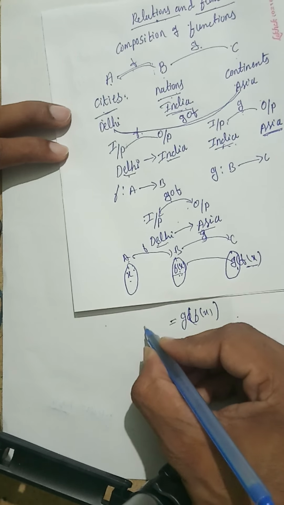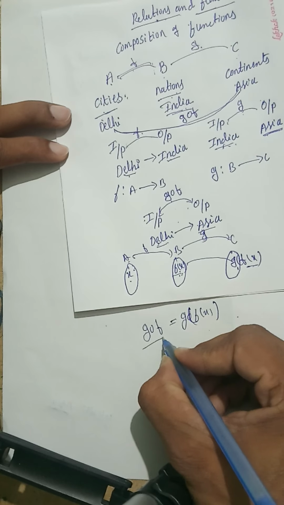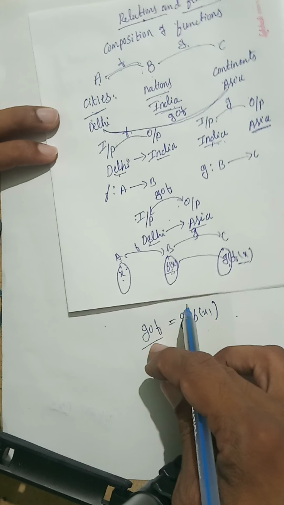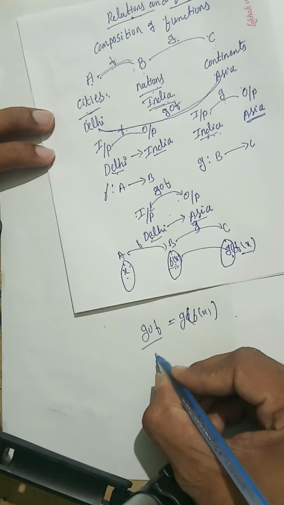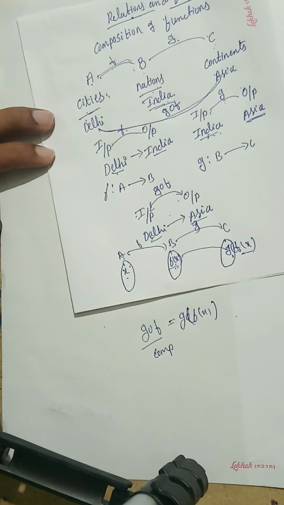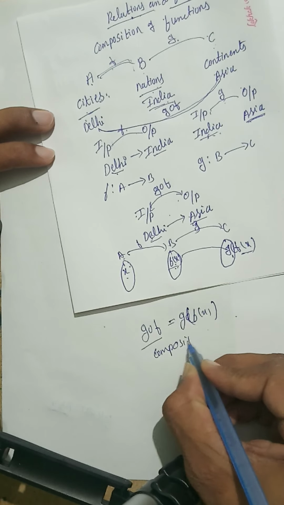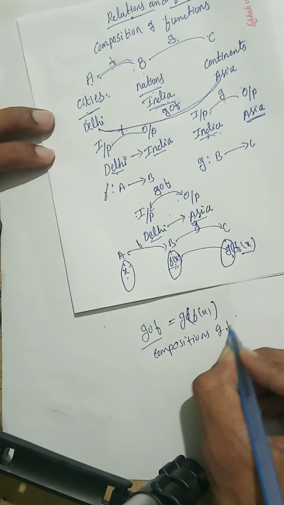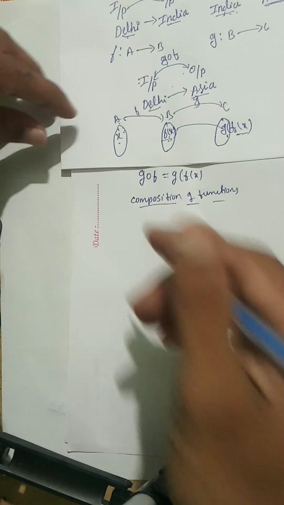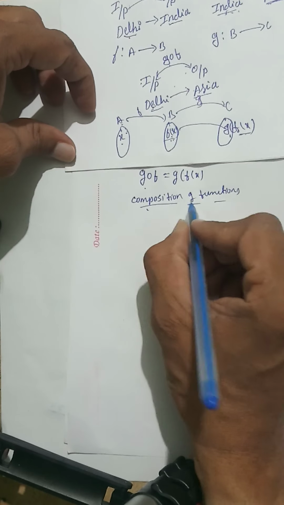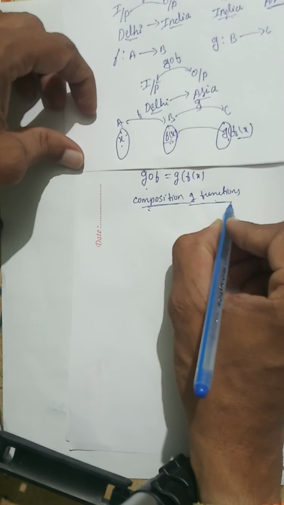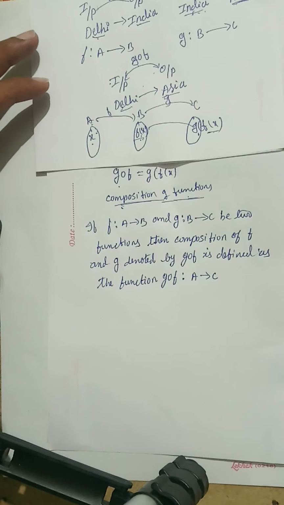This g of f of x, we call it gof. This gof function is called the composition of functions, dear students. So what do you mean by composition of functions?